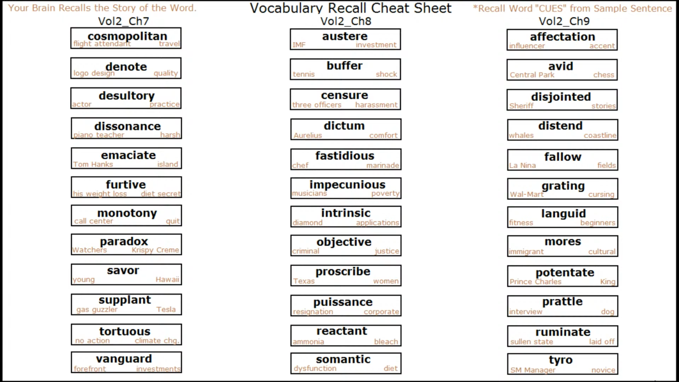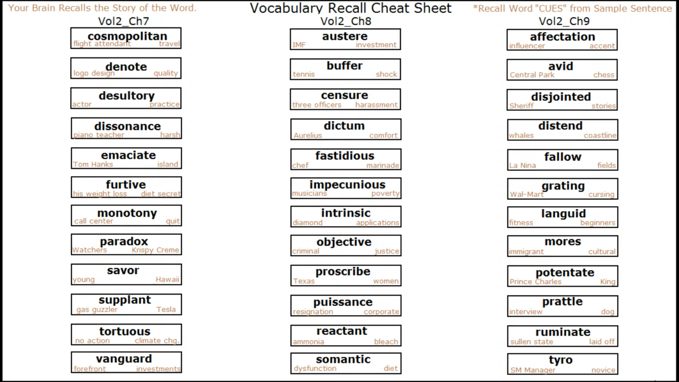We go to Volume 2, Chapter 9, affectation, influencer, and specifically, I remember the sample sentence had to do with an Instagram influencer who travels to another country and through affectation uses a fake accent to personify the people that are there in that resident country.